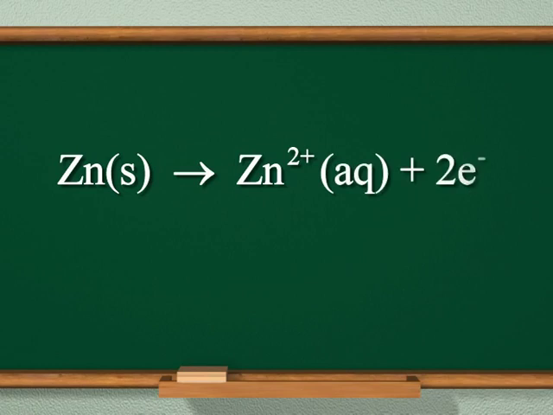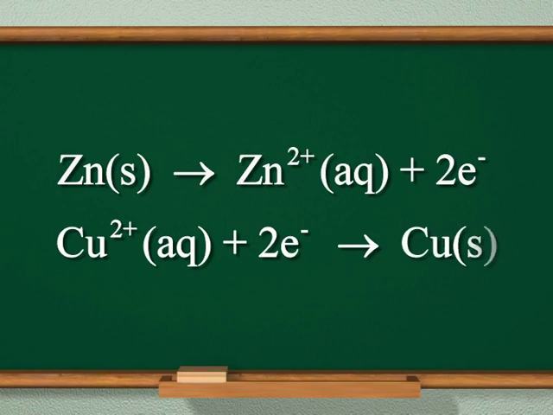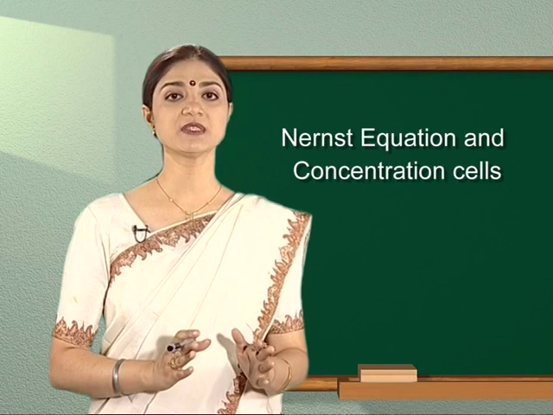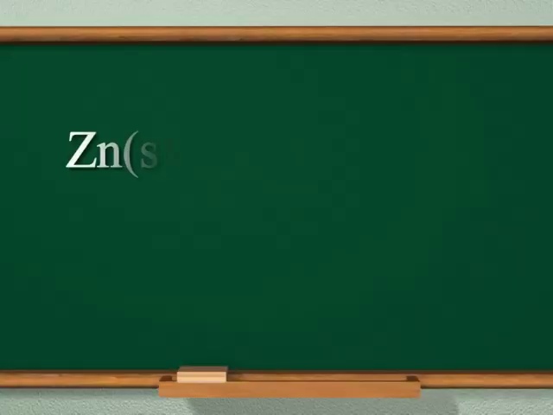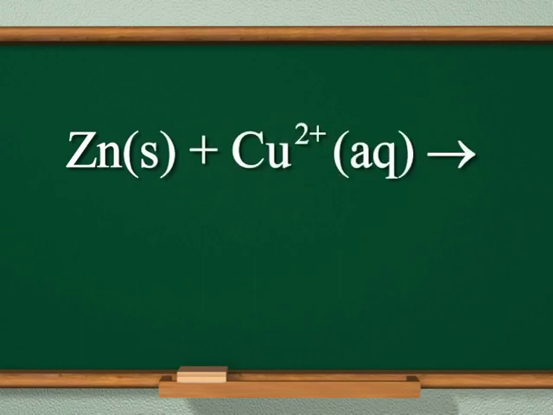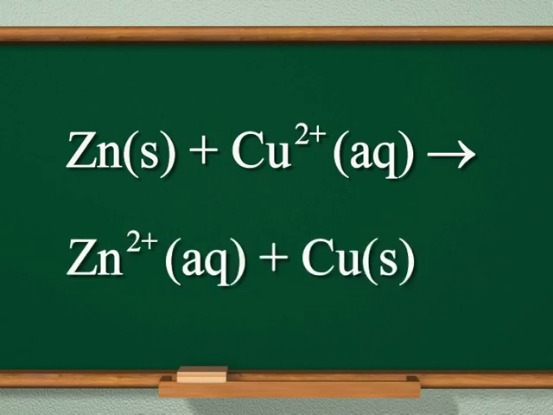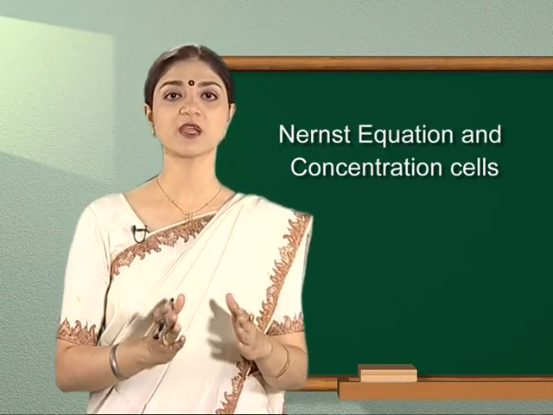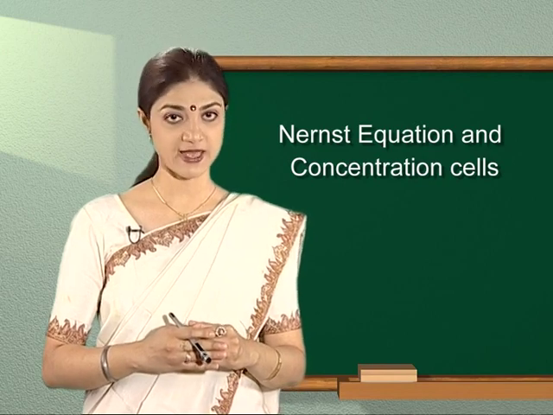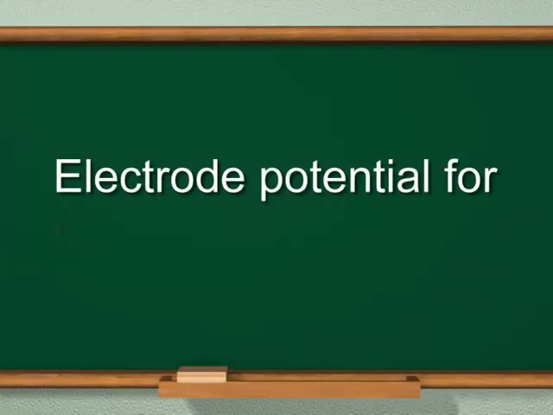The electrode reactions can be written as shown on the screen. Zinc loses 2 electrons to form zinc ions. Copper ions gain 2 electrons to get reduced to copper. The electrochemical cell reaction can again be written as shown on the screen. Zinc in solid state reacts with copper ions in aqueous state to form zinc ions in aqueous state and copper in solid state. The electrode potential for the 2 electrodes can be calculated by using Nernst equation, first for the copper electrode.